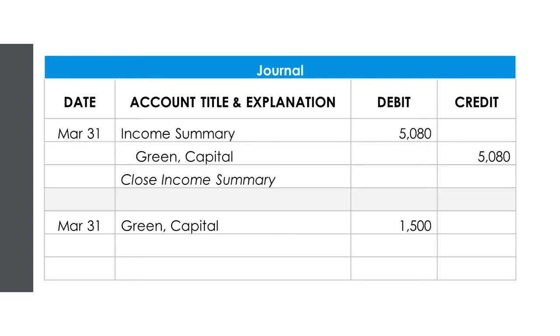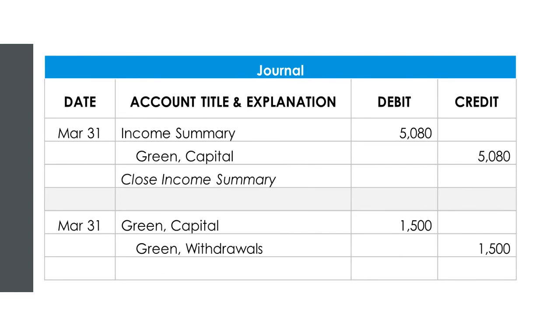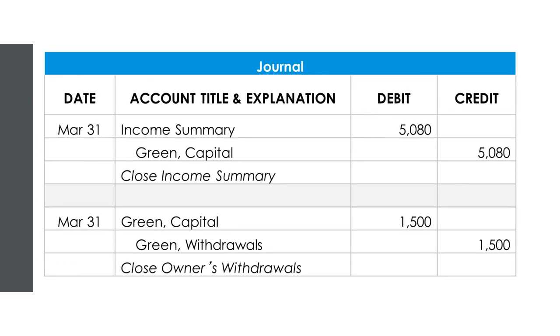Now we said it didn't matter which method we were using for closing entries. Withdrawals always closes directly into capital. What effect would a withdrawal have on capital? It would, of course, decrease our capital. How do you decrease capital? You decrease capital with a debit. So we're going to start off by saying capital with a $1,500 debit. We would then credit our withdrawals, $1,500. And we would simply write the explanation, something like to close owner withdrawals.